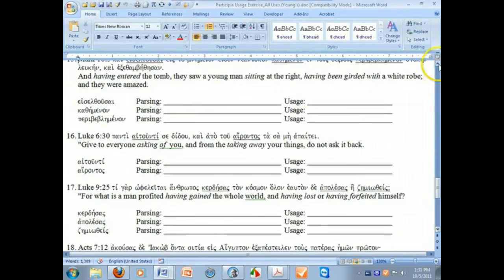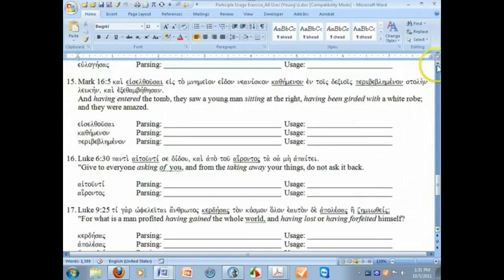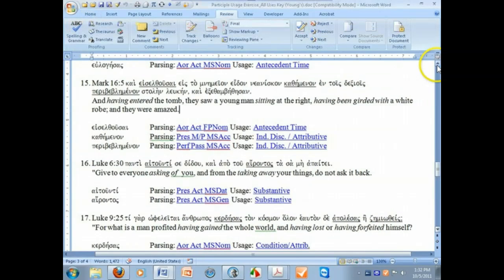All right, so number 15: having entered the tomb, they saw a young man sitting at the right, having been girded with a white robe, and they were amazed. All right, Brandon? Parsing as second aorist active, feminine, and the usage of entity. Correct. So that means that first they entered, then they saw. Is that what you had, Sam? It is. That is what I had.